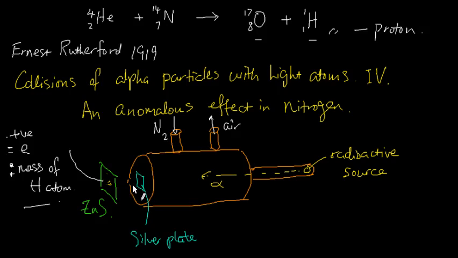So this means that he has actually observed a new type of particle at that time. No one had actually seen this kind of particle before. People had seen alpha particles, but not this. So he observed a new type of particle, and he deduced from this information that this must actually be the nucleus of the hydrogen atom.